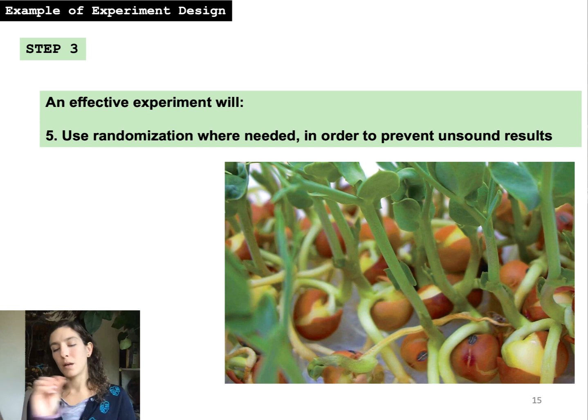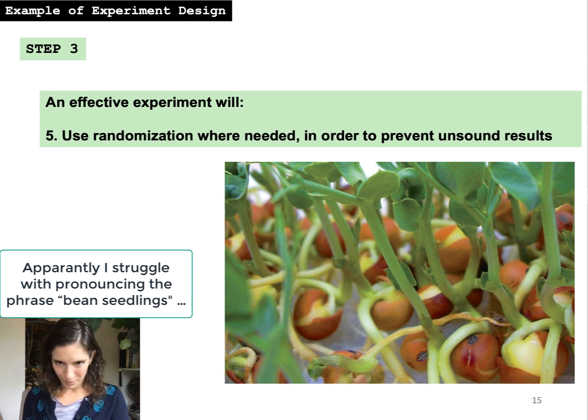Speaking of that number 2 from the previous slide, controlling for external variables, what we need to do is use randomization wherever is needed throughout this experimental process in order to prevent unsound results. So in this experiment, I'm going to use a bunch of plants because I'm going to use a bunch of replicates. To do that, I'm going to germinate some bean seedlings. That'll maybe be my very first step, starting the germination process of some bean seedlings like you see in this picture.